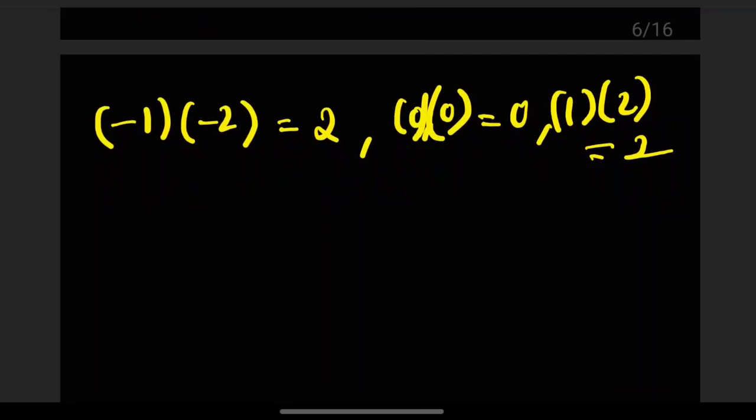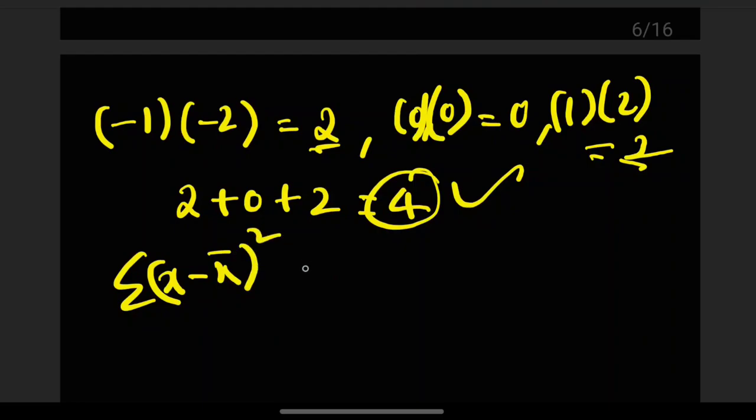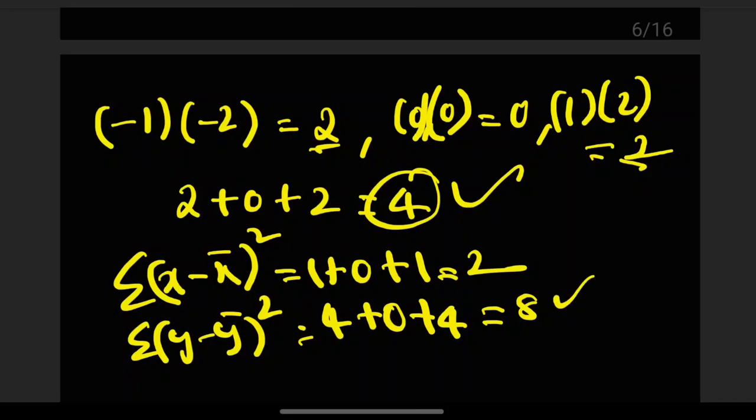Now step 4, if you do the sum of this equation, 2 plus 0 plus 2, you will be getting 4, right? Now we need to compute the denominator. Numerator part is done. Now we need to compute the denominator, x minus x bar whole square. 1 plus 0 plus 1 is equal to 2. So if you compute y minus y bar whole square, 4 plus 0 plus 4, that is nothing but 8.